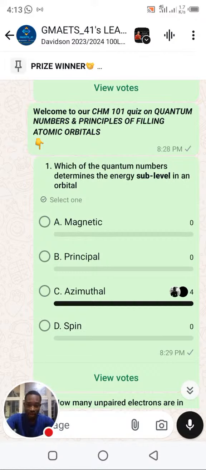So the first question here: which of the quantum numbers determines the energy sublevel in an orbital? And of course, the correct answer is azimuthal quantum number. Azimuthal quantum number gives us information about the subshell, that is the meaning of that sublevel, in which an electron belongs. So the correct answer is option C. And of course, I've clicked on that.